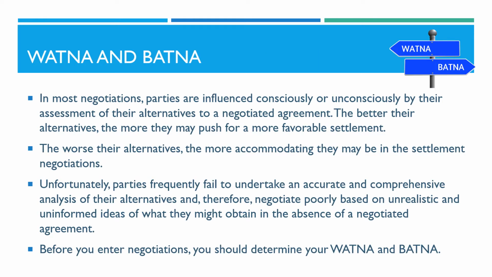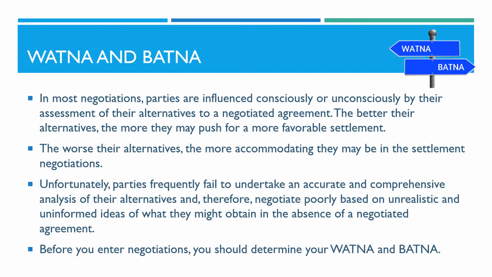In most negotiations, parties are influenced consciously or unconsciously by their assessment of their alternatives to a negotiated agreement. The better their alternatives, the more they may push for a more favorable settlement. The worse their alternatives, the more accommodating they may be in the settlement negotiations. Unfortunately, parties frequently fail to undertake an accurate and comprehensive analysis of their alternatives, and therefore negotiate poorly based on unrealistic and uninformed ideas of what they might obtain in the absence of a negotiated agreement.